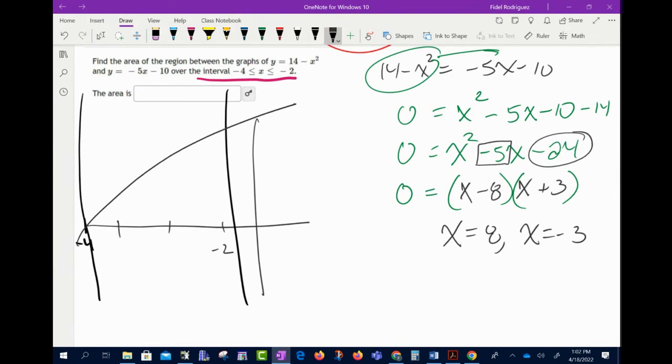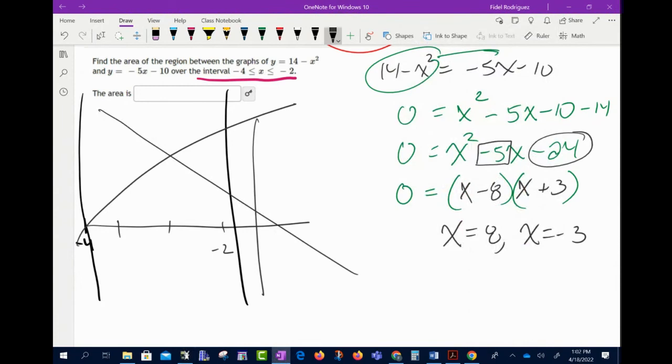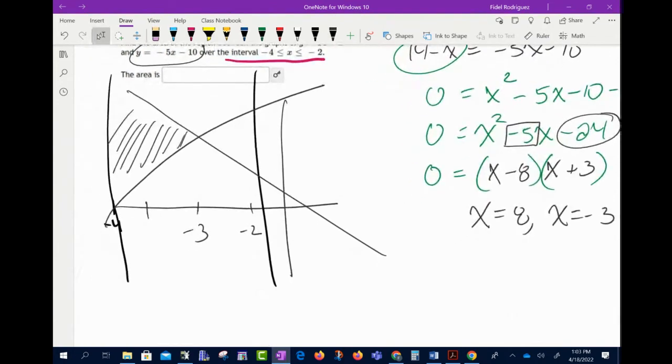There we go. And what does the line look like? This right here. Okay, so we know right there that's negative 3. So let's see. If I'm trying to find the area between the two curves, if I'm finding this area here, wouldn't the line be my top function, right? Okay, so look, we're going to do this in pieces.